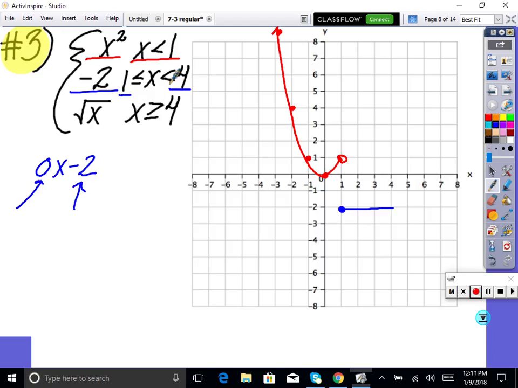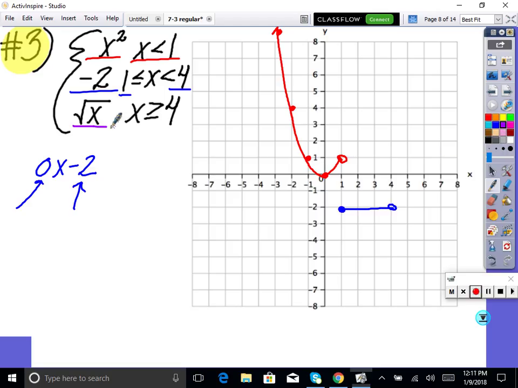And then right here, let's go over to 4. Go down to your function. It's not including, so do a little open circle right there. And now moving on to the next function. I'll go ahead and change colors. So now we're going to have to ignore all that stuff and graph root x.